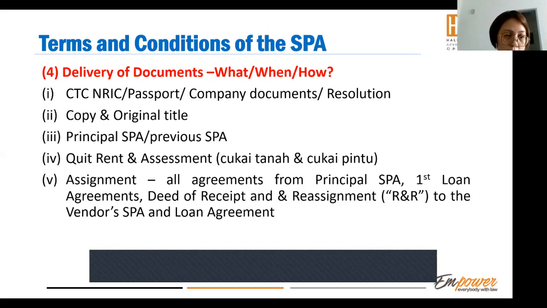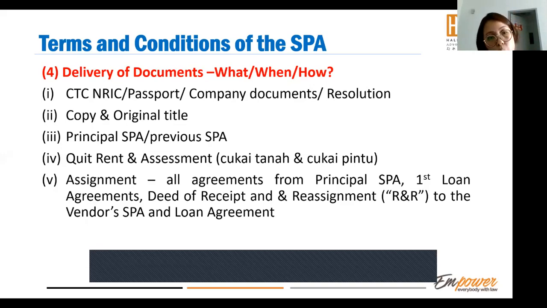The third thing is the principal sale and purchase agreement, or the previous sale and purchase agreement. The principal sale and purchase agreement is very important if, let's say, the property is still under the master title, meaning no strata title issued yet or no individual title issued yet. Principal SPA in such circumstances carries the same weight as the original title. The bank will ask for it. Make sure every piece of information in the principal SPA tallies with your SPA and with whatever documents or information given by the vendor or the property agent to you.